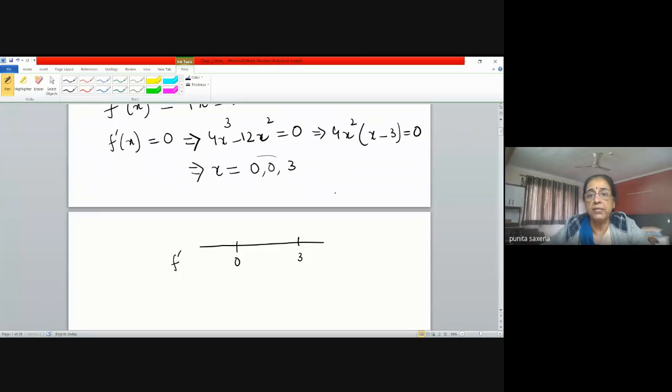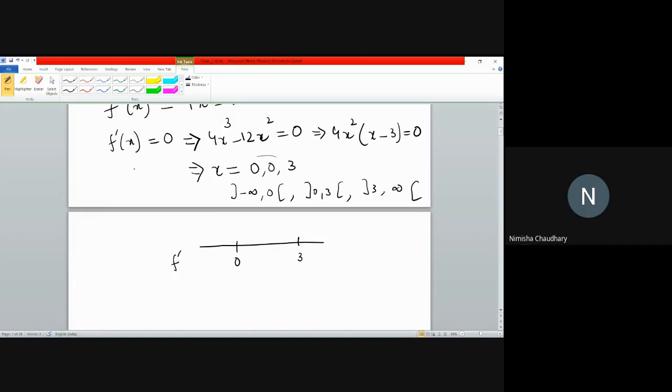So basically what has happened? We have divided our whole real line into 3 intervals: minus infinity to 0, 0 to 3, and 3 to infinity. In these 3 intervals, we are going to study the behavior of f, governed by what? The sign of f dash. So if I say this interval, minus infinity to 0, that means for x less than 0, what is the sign of f dash? Negative.